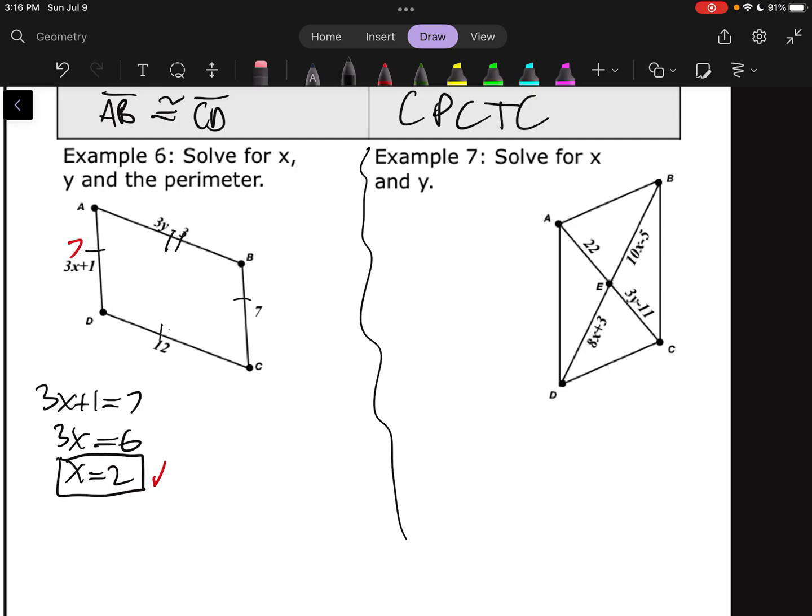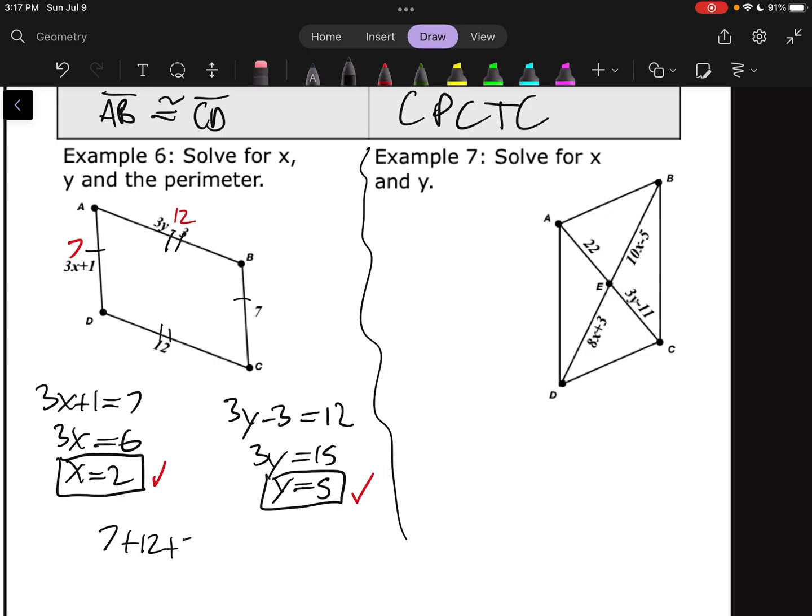Our other set of opposite sides must also be congruent, so 3y minus 3 must be equal to 12. Add the 3 on over, get 3y is equal to 15. That means that y is 5. If I plug the 5 back in, 3 times 5 is 15, minus 3 is 12, so that checks out. That gets a check mark. And let's find the perimeter there. 7 plus 12 plus 7 plus 12. That's 19 plus 19, that is 38. So the perimeter, that's not how you spell perimeter. Perimeter must be 38.